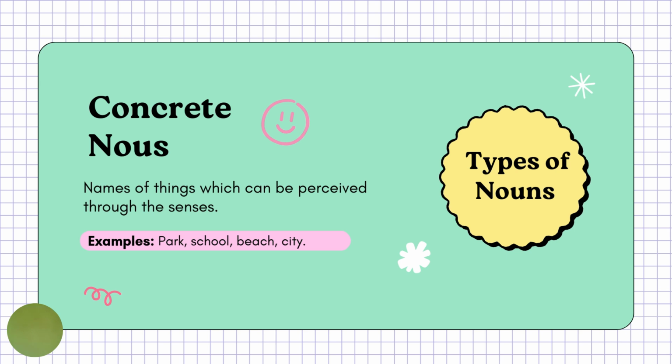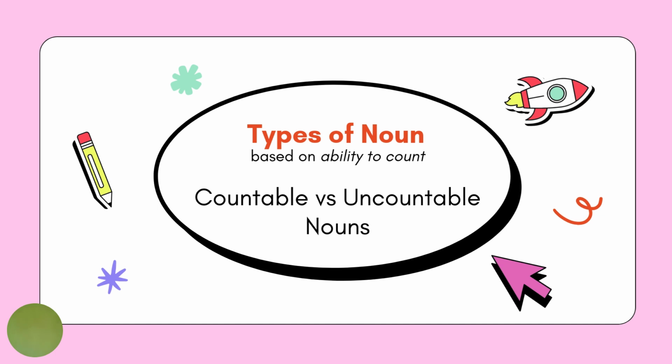And then concrete nouns, which are nouns that can be perceived through our senses. So we can touch it, we can see it, right? So park, school, beach, city, we can touch it. So that's a concrete noun. Abstract and concrete are not really necessary for the sentence, but you need to know the difference. Oh yeah, you need to know what abstract is, because abstract is always singular. Always. Let's see later, because abstract nouns most of the time will be counted as uncountable.